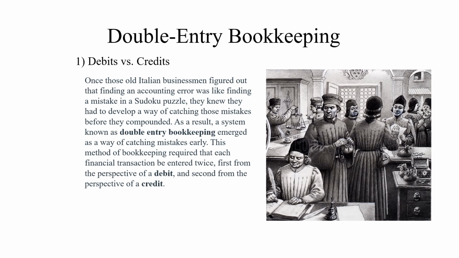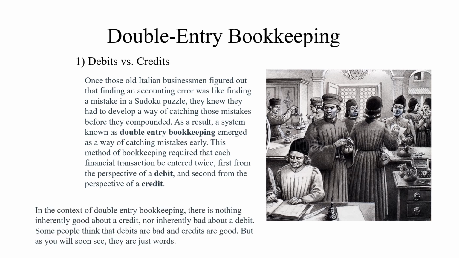Once those old Italian businessmen figured out that finding an accounting error was like finding a mistake in a Sudoku puzzle, they knew they had to develop a way of catching those mistakes before they compounded. As a result, a system known as double entry bookkeeping emerged as a way of catching mistakes early. This method of bookkeeping required that each financial transaction be entered twice. First, from the perspective of a debit, and second, from the perspective of a credit.